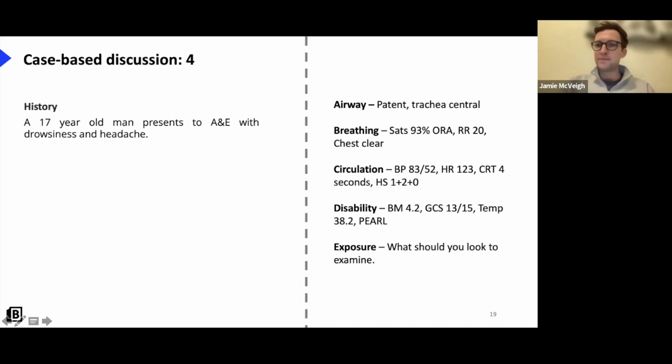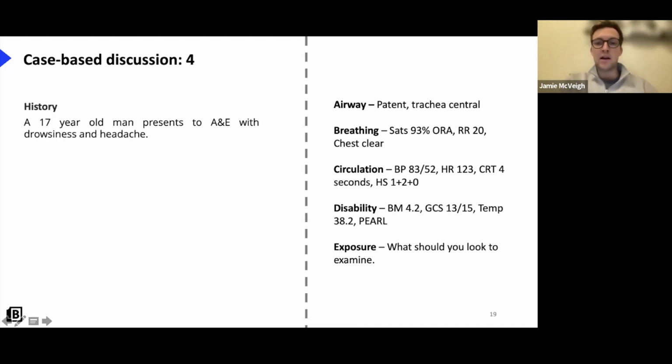What do we do straight away? There's a few things we can do. I would get 2 large wide bore cannulas in, get fluid boluses. He's 17, he'll be able to take it. Get 500 mls in straight away, see if that picks his blood pressure up, or at least helps the heart rate. And then more and more fluids as he needs. He's clearly very dry, whatever the cause is.